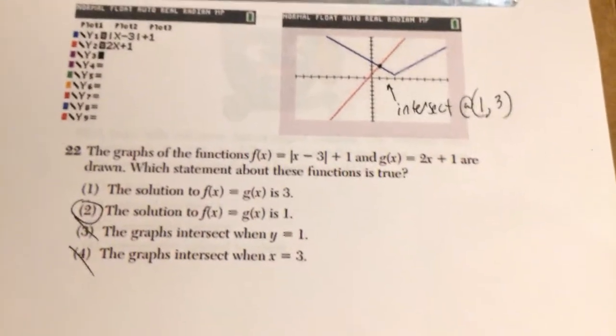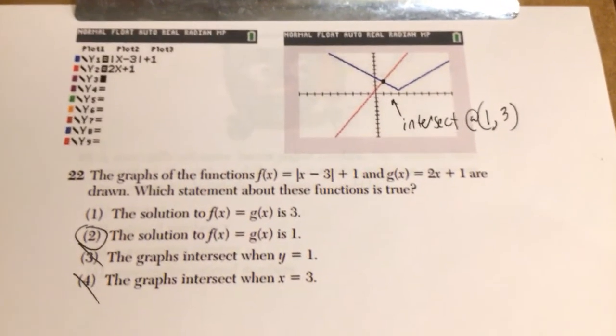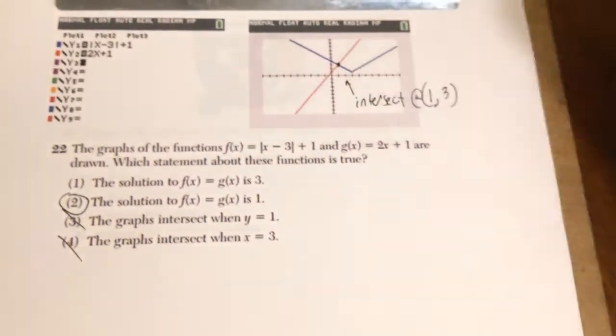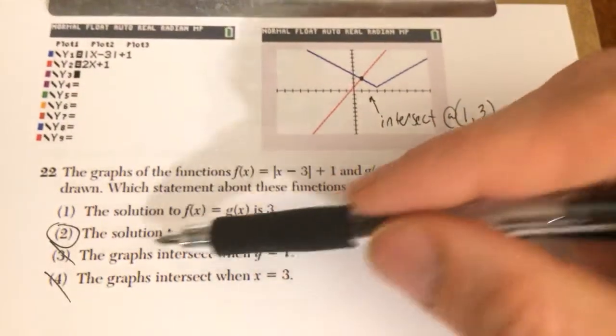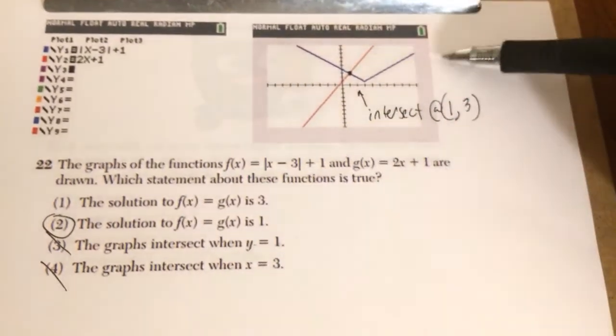For number 22, I put f(x) and g(x) into my y equals menu in my calculator, and then I graphed the graphs. If you notice, they intersect at (1, 3). So when it says the graphs intersect when y equals 1, that's not true, it's 3. Graphs intersect when x equals 3, it's not true, it's 1. Okay, so we got rid of those.